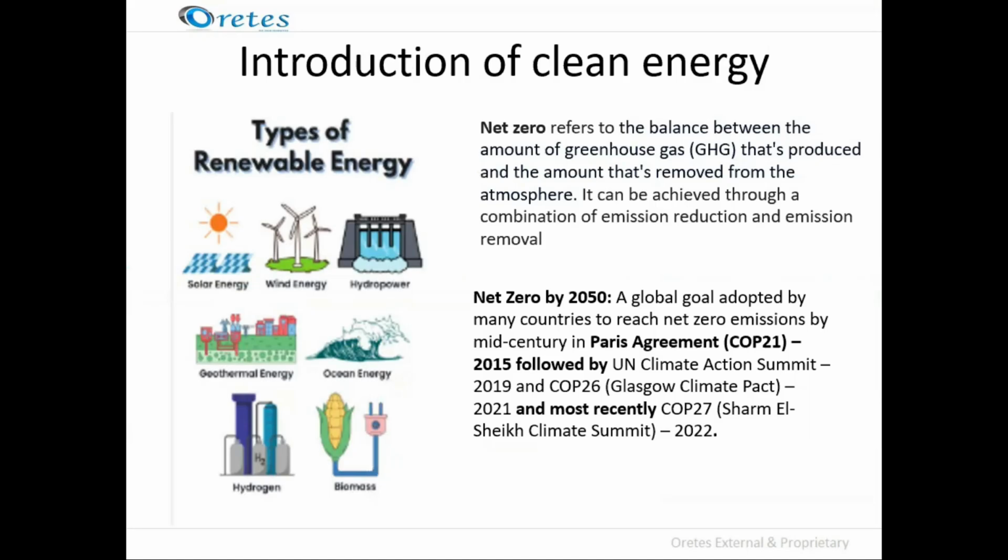Now, what is clean energy? When I say clean energy, mostly it is renewable energy: your hydropower, solar power, wind energy, geothermal energy, ocean energy, hydrogen energy, and biomass all mostly come under renewable energy. But after renewable energy, there is a concept of clean energy. What is clean energy? Biomass is not a clean energy.